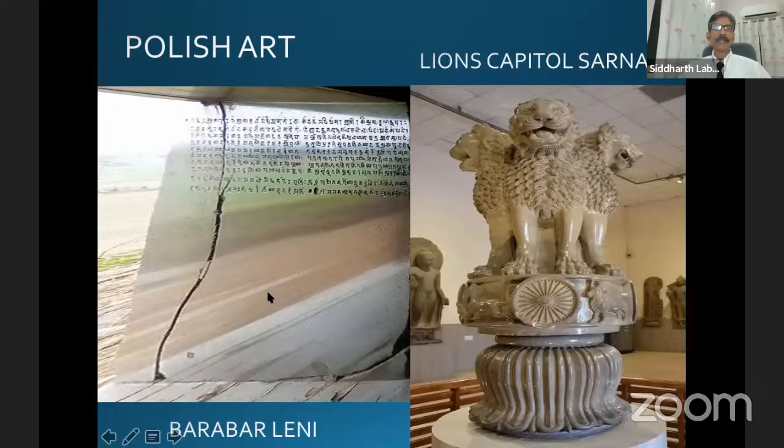Just we can see the face. It is so beautiful. How hard the artist must have worked. On the right side, see the polish on the lion's capital. This is the original lion's capital. It is kept in the Museum of Sarnath. So see the polish, and this polish has been tried again and again afterwards. After the Mauryan dynasty, it is lost. The people and the artists are trying to get this polish again, but they are not successful. So that was the beauty, and that was the art of the Mauryan dynasty.